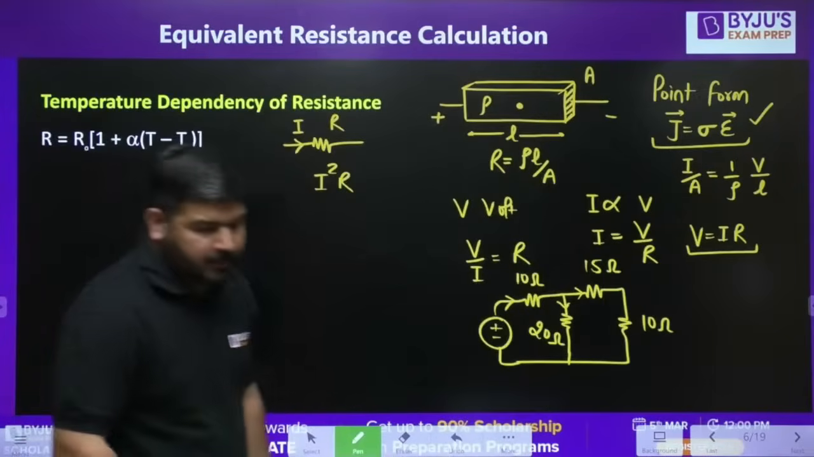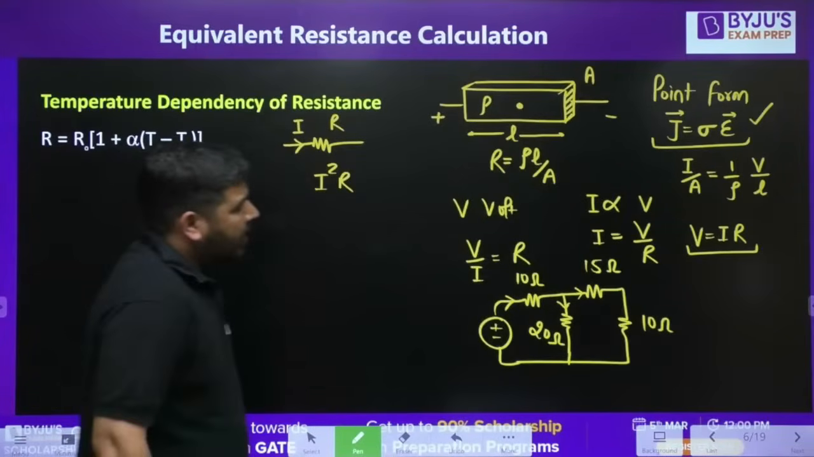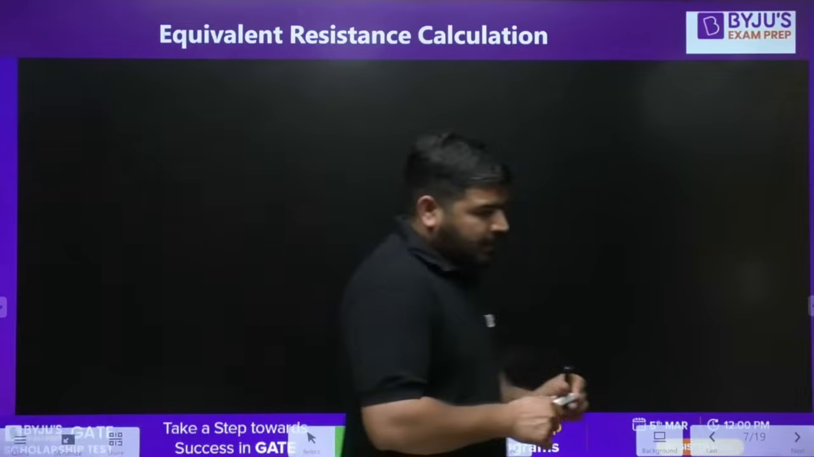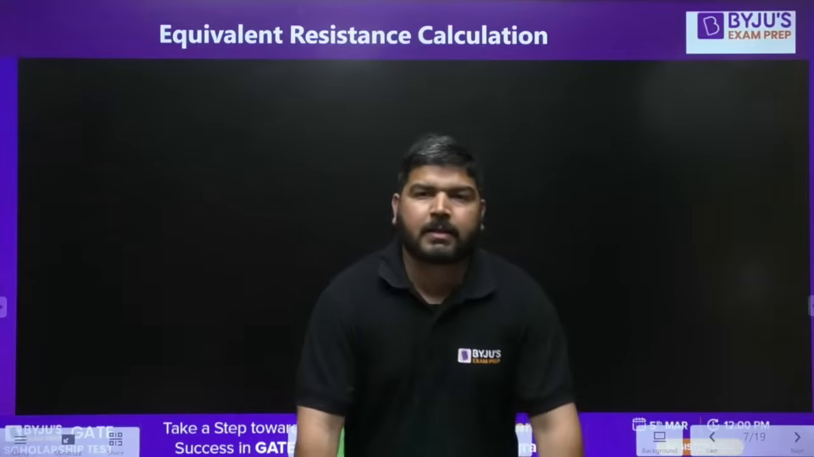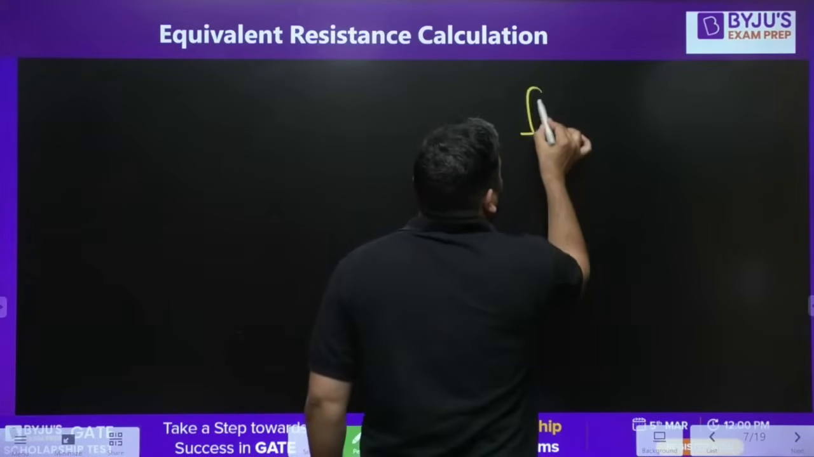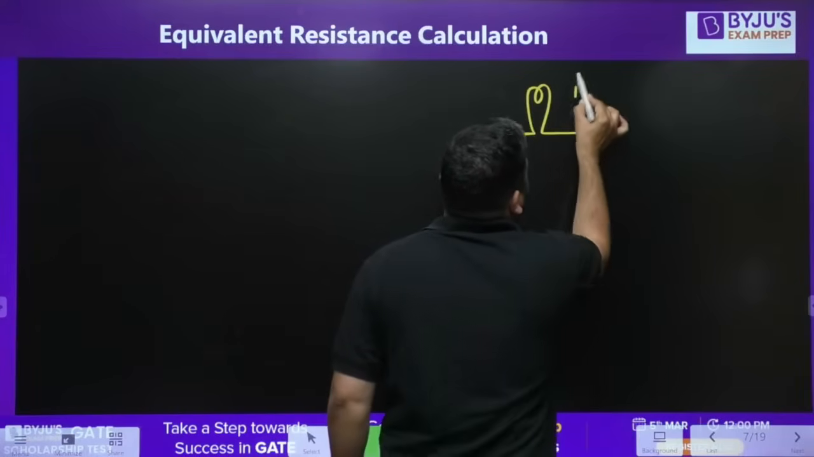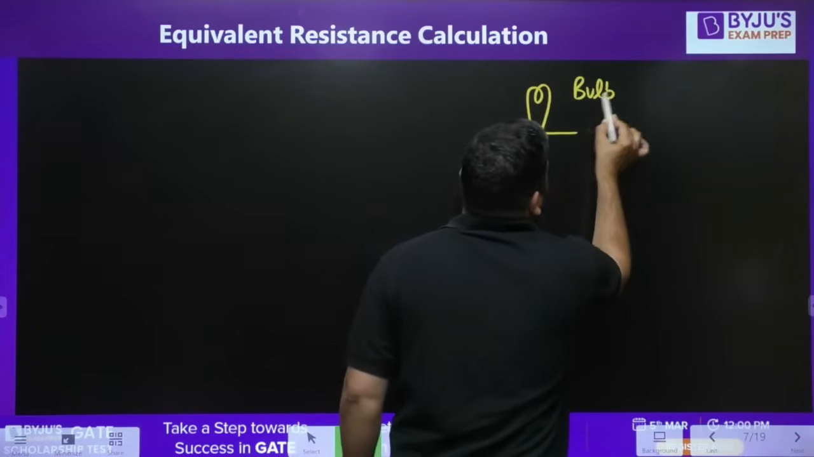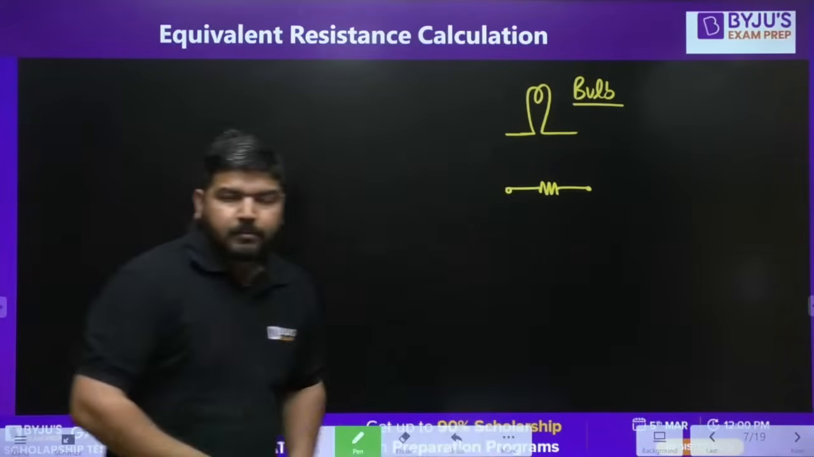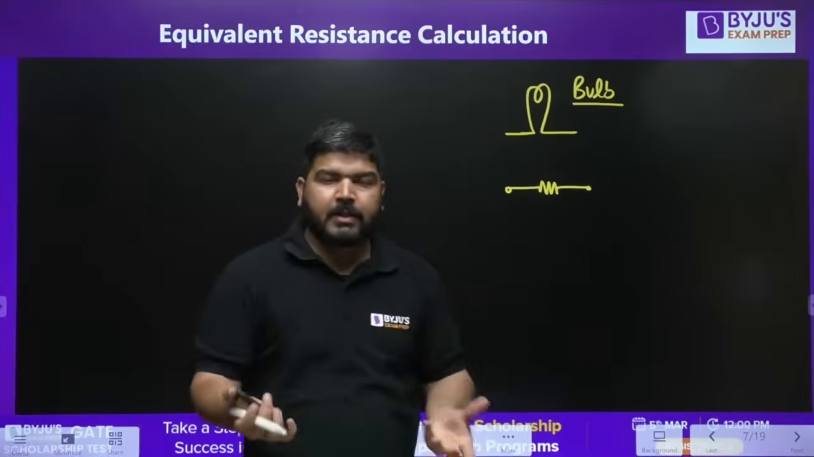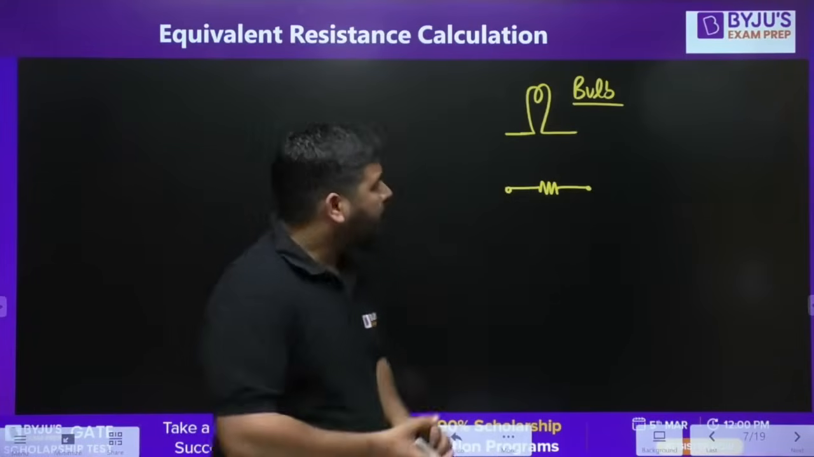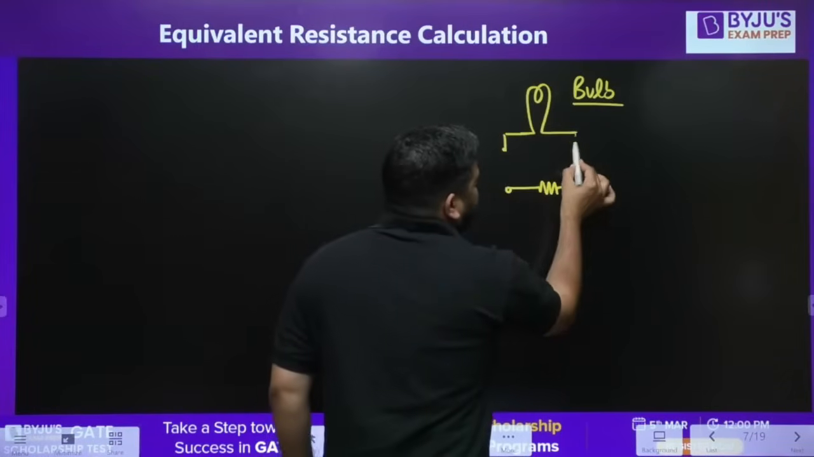Let me tell you one more thing about resistance. Look, every resistance has its rating. Let's say you have a bulb. A bulb is a form of resistance. This bulb can be represented like this. The bulb that you must have seen, the 10 rupee filament bulb. Now, this bulb can be represented as a resistance.